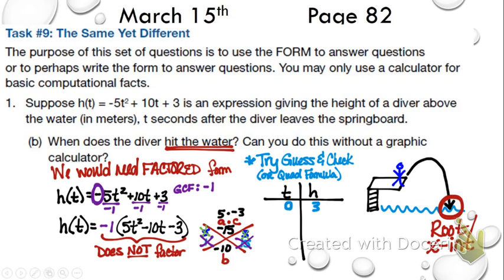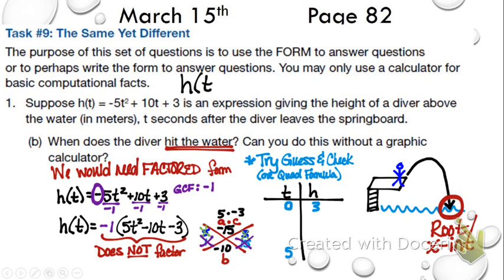What should I try? 5? Yeah. Okay, let's try 5. I'm going to put that down here, though, so that I have room to fill in the middle in case I want to. So what am I going to do with that 5? Yep, we're going to put it in for t in the equation.